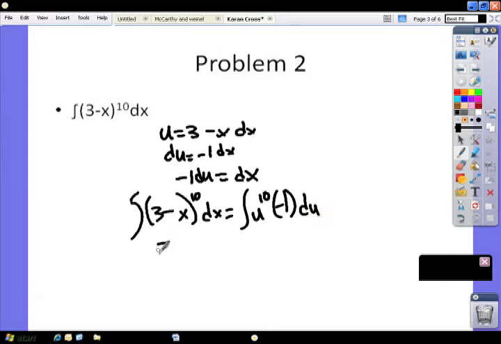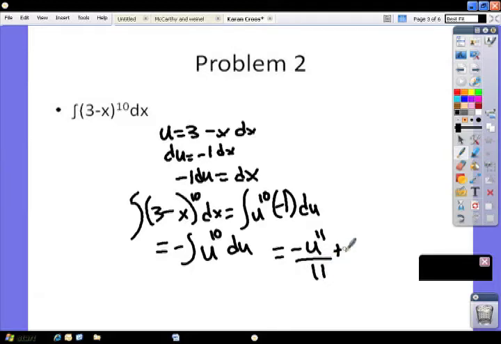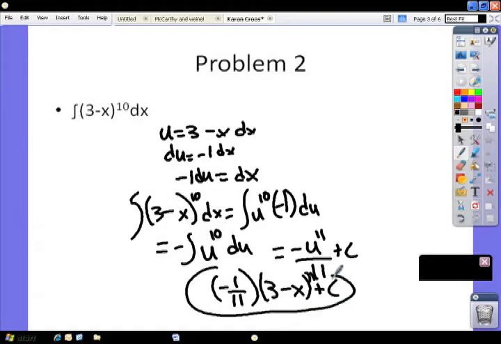Now you get negative integral, because of the negative 1, of u to the 10th du. Now you integrate u to the 10th, so you would get negative u to the 11th divided by 11 plus c. Now to conclude, all you have to do is plug back in u. So that's negative 1 divided by 11 multiplied by (3 minus x) to the 11th plus c. And that's our final answer.